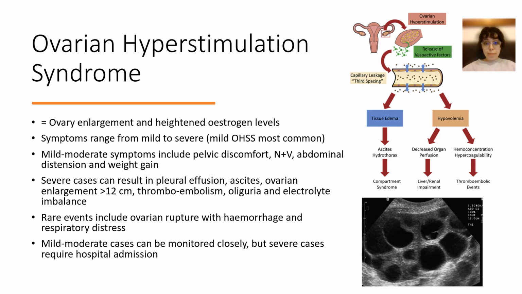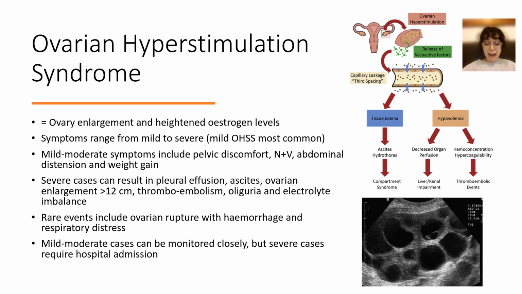It also leads to hypovolemia, which leads to things like decreased organ perfusion, which can cause things like liver or renal failure. And fluid shift from the intravascular space to the surrounding tissues also causes hemoconcentration, so the blood becomes quite concentrated, and hypercoagulability, which results in things like the venous thromboembolic events. So that's why severe cases can't be managed by the GP or by your fertility specialist. You need to go into the hospital for urgent admission.